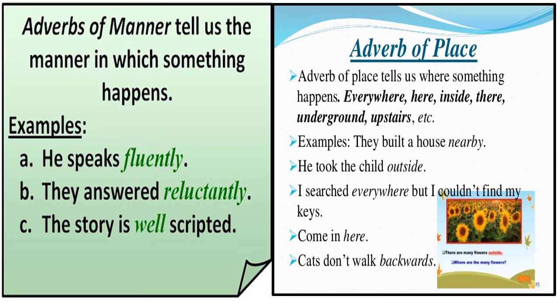They built a house nearby. Where did they build a house? Nearby. He took the child outside. I searched everywhere, but I couldn't find my keys. Where did I search? Everywhere. Come in here. Where to come? Here. Cats don't walk backwards. Hope you all have understood adverb of place as well now. It's very simple, children.